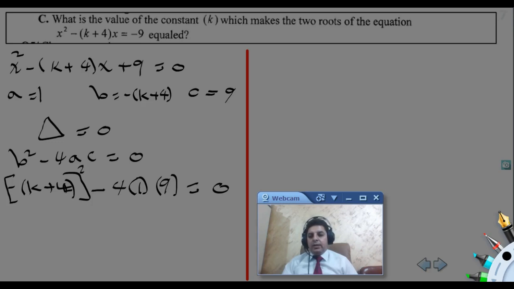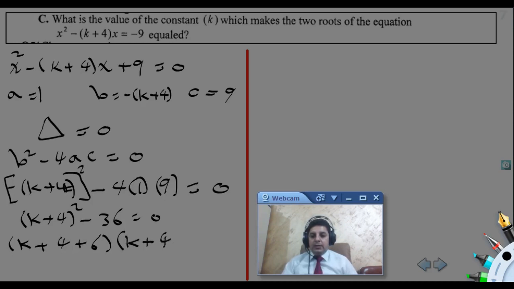Negative squared, negative times negative is positive. Then we keep (k plus 4) squared minus 4 times 1 times 9, which is 36, equals 0. By using the difference between two squares, the square root of (k plus 4) squared is k plus 4, plus the square root of 36, which is 6, in another bracket, k plus 4 minus 6 equals 0.